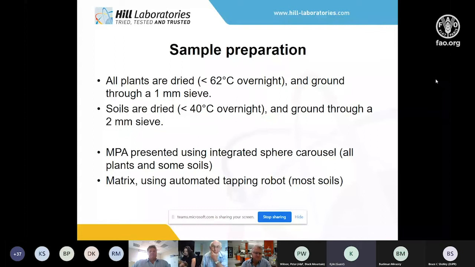The MPA is using the carousel system. It's an integrating sphere type of system, shining light from underneath. The Matrix is actually on our automated tapping robot. We've probably got some videos of that somewhere, so if anyone wants to see that, we can show it, or if you've seen it before, come into our lab, you'll know what I'm talking about. Our Matrix instrument is basically part of that, and it's on a conveyor belt type system, and almost every soil that comes through our lab gets an NIR scan based on that particular instrument and device.